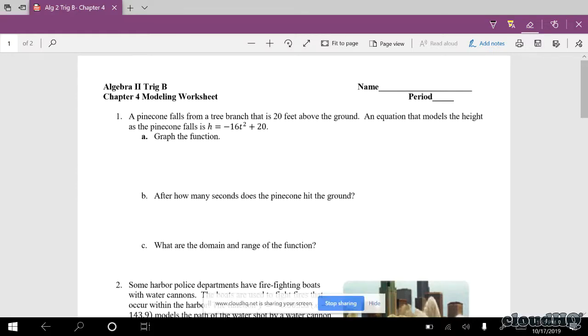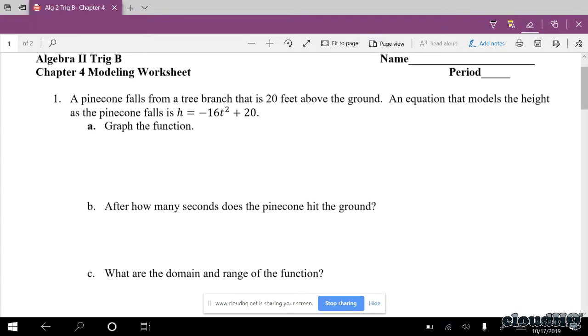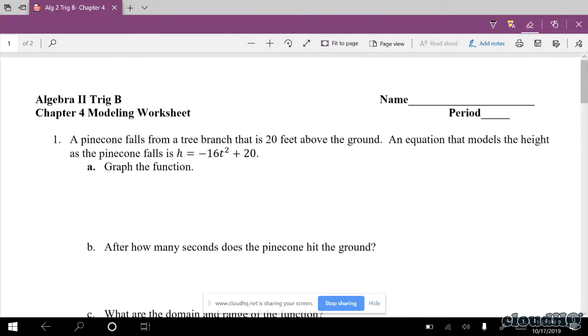Okay, so we're going to take a look at a couple of word problems. The first one here, we're going to look at question number 1. It talks about a pine cone falling from a tree branch. The tree branch is 20 feet above the ground, and then it gives us an equation, and it asks us to graph it.